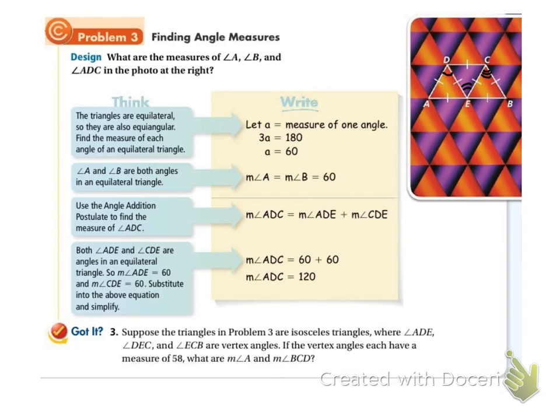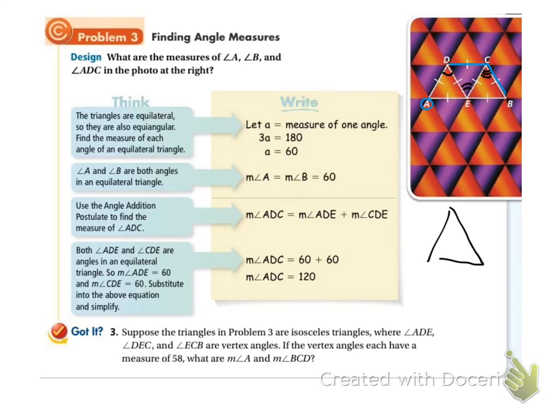If the vertex angles each have a measure of 58, what are the measure of angle A and the measure of angle BCD? So we're looking for A. Let me mark this. We'll use a different color. So we're looking for A, and we're looking for the measure of angle BCD. So this whole guy there. Okay, I'm going to just start drawing these triangles separately, I think.